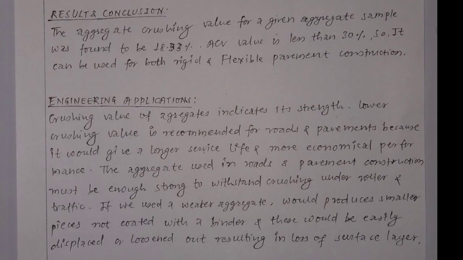Result and conclusion. Finally, the aggregate crushing value for the given aggregate sample was found to be 18.33%, and the aggregate crushing value is less than 30%, so it can be used for both rigid and flexible pavement construction.